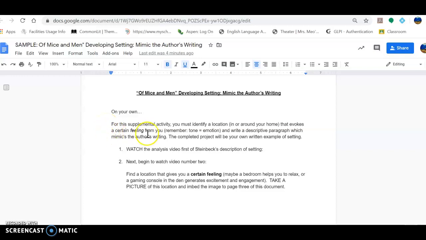It says, on your own, for the supplemental activity, you must identify a location in or around your home that evokes a certain feeling from you. Remember that tone equals emotion. So you're going to essentially develop a particular tone through your word choice and through your descriptions so that the reader, once they have finished reading your writing, will get a certain feeling from whatever it is that you've described. And write a descriptive paragraph which mimics the author's writing. This completed project will be your own written example of setting.